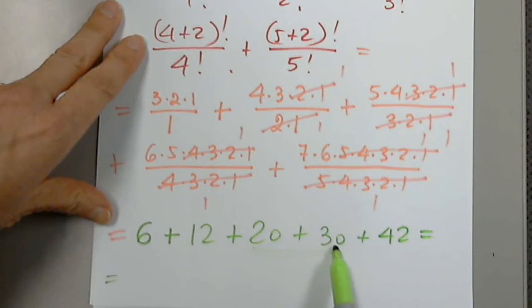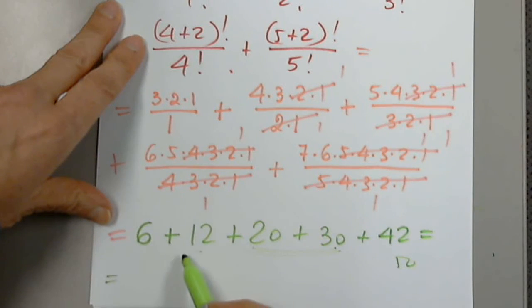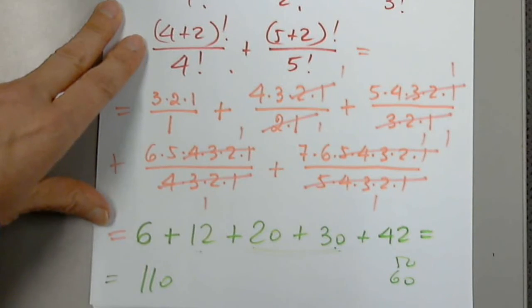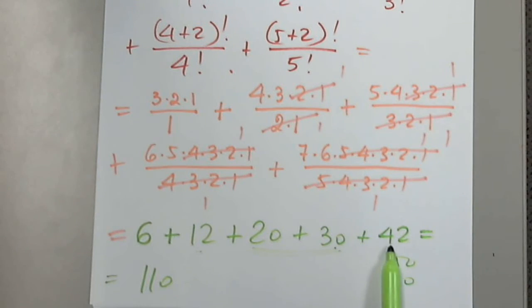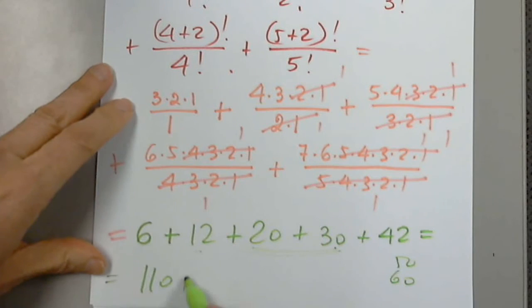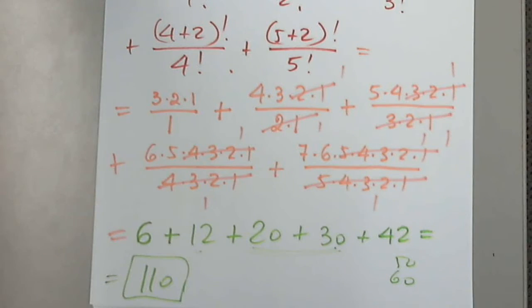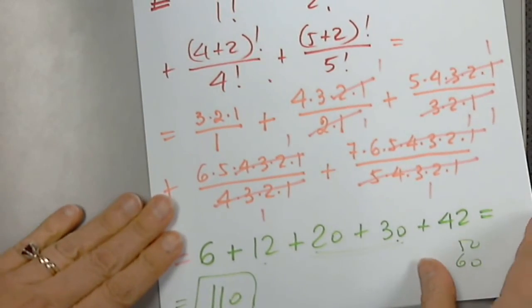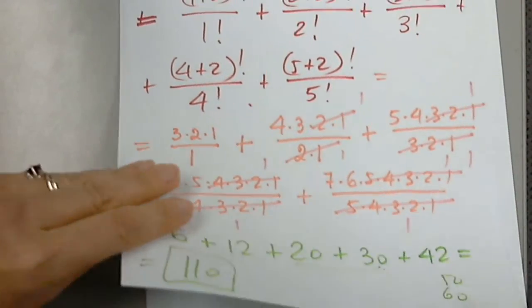So this is 50. So I have 50 and this is 54. That's 60. Is it 110? Correct me if I'm wrong. So I got 50, 54, 60. Is that okay? Good. 110. Any questions? Any questions?